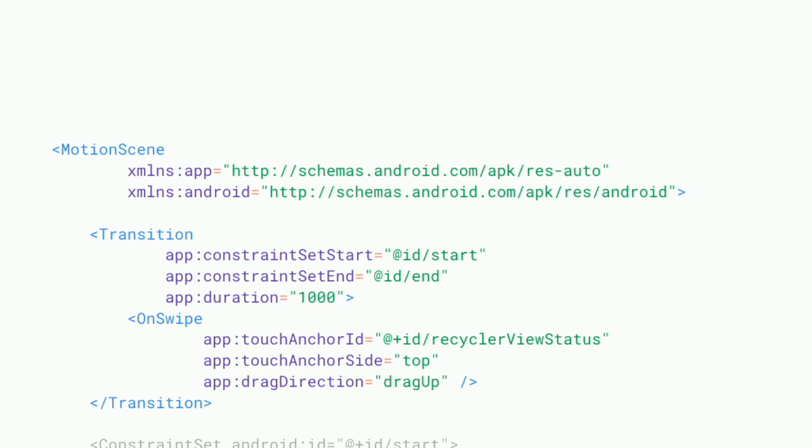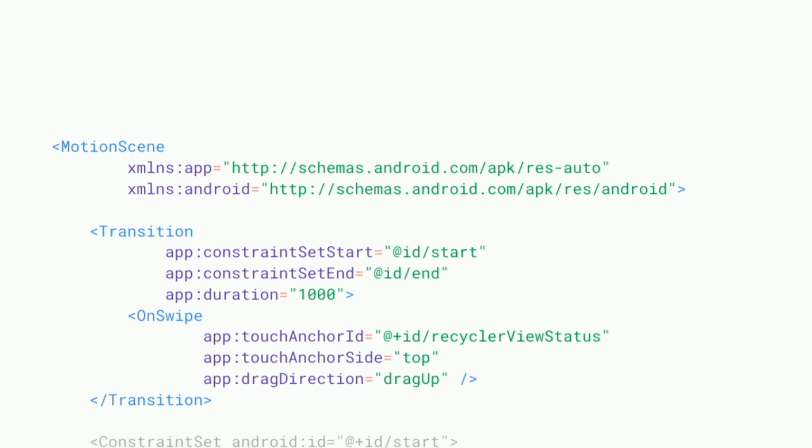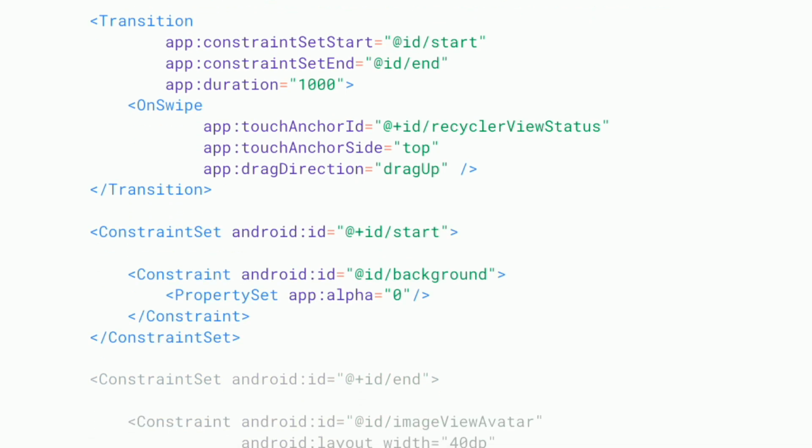Okay, so we've got this transition, but we don't have the start and end state of this layout. Like, how does it get from one point to the other? So we define these constraint sets within this XML, this motion scene XML. So we have our start constraint set, and in our start constraint set, all we want to do is have that background of that, I don't know if you remember, the pink background of the profile picture. We want that to be hidden, and that must only come up when I start dragging. But everything else must remain as if nothing has changed from the layout that we have already.